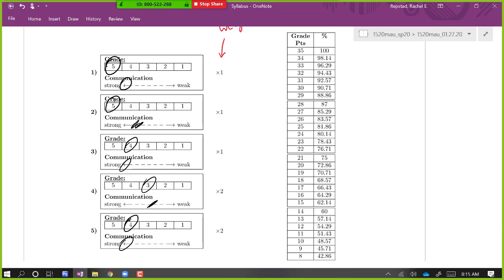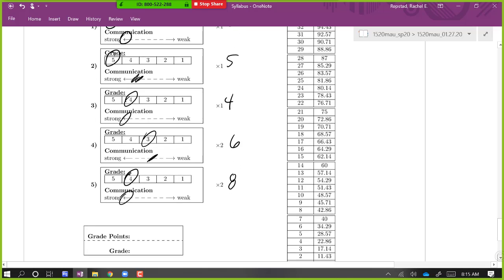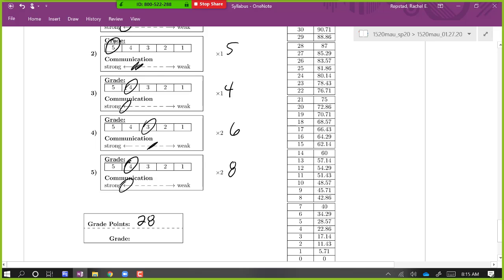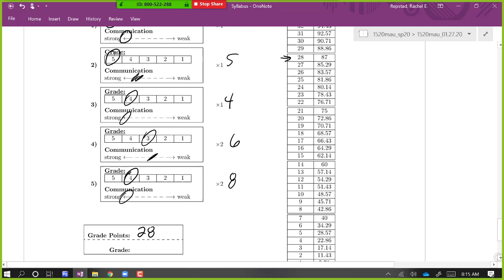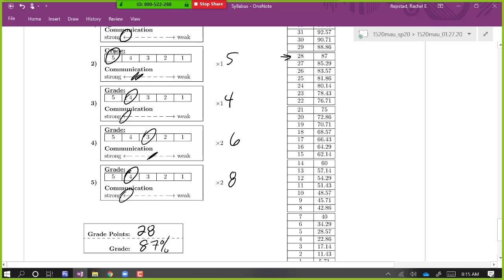So I take each of these scores, I multiply it by the weight. So this would be a 5, a 5, a 4, this would be a 6, and an 8. I add these up to get the total number of grade points. So 10, 20, 28. And at 28 grade points, I go over to this table, and as it turns out, that's an 87%. So that's how I go from your grade points to the percentage.